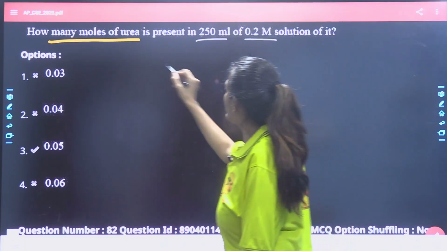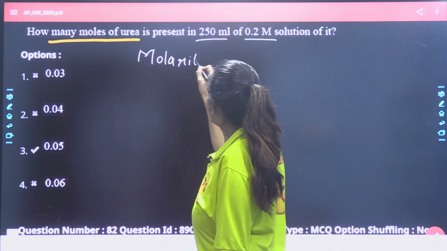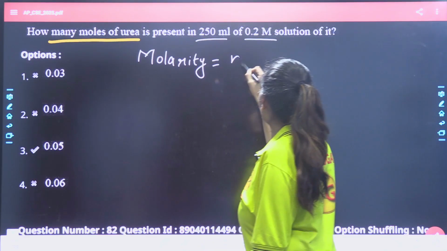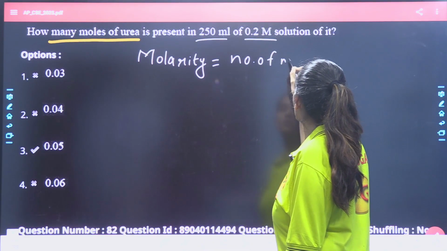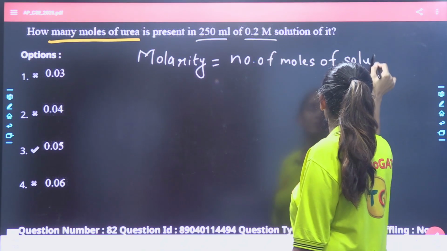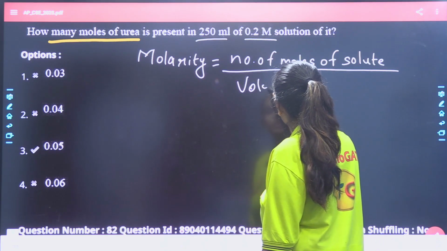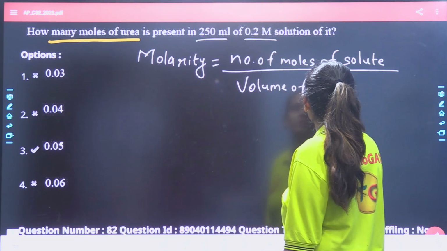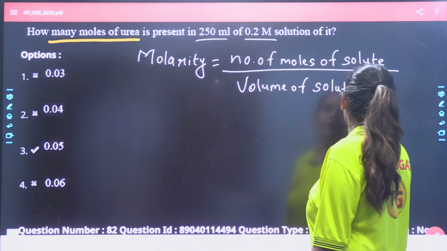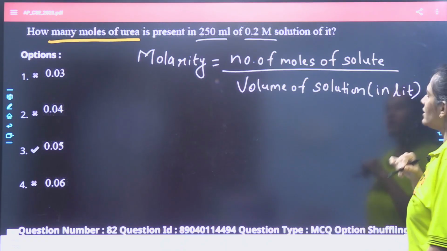Okay. So here what are we given? Molarity. We know the formula for molarity. Molarity is the number of moles of solute dissolved per liter of solution. Here we write the volume of solution, and it should be in liters. Okay, in liters.